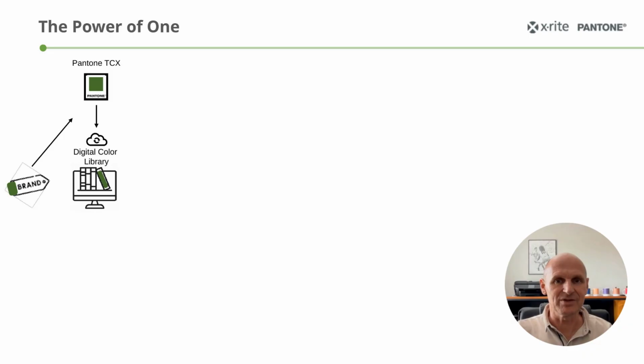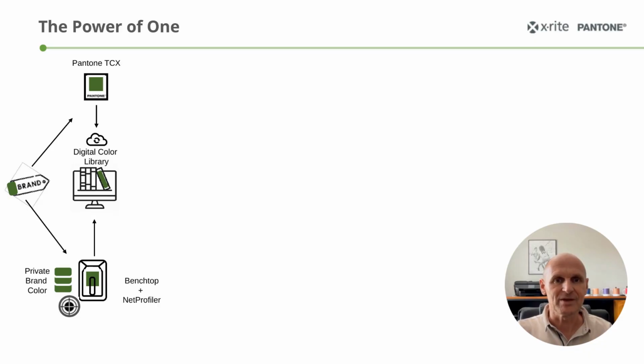Now let's look at the entire digital workflow, from color specification through final lab dip approval. The brand designer starts with digital color specification, which can be a TCX color from Pantone Live, or a custom color measured from a physical swatch and loaded into the brand's private color library. This color will be hosted in the Pantone Live Cloud, along with the full library of Pantone colors. But only suppliers the brand chooses can access it. Now the brand has full control over who sees the color, and every supplier can work from the same source of truth.